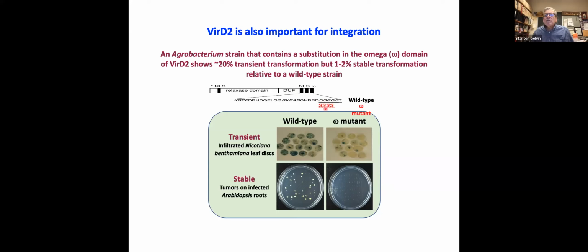And what happens when you do that, and we tested this in our laboratory along with Walt's help, is that you see transient transformation is reduced 4 to 5-fold, but stable transformation is almost completely eliminated. Okay, it's down 50-fold approximately. So you preferentially decrease integration, although you do decrease transient transformation also. So that's the starting reason why we think that the omega region in VirD2 is involved in integration.